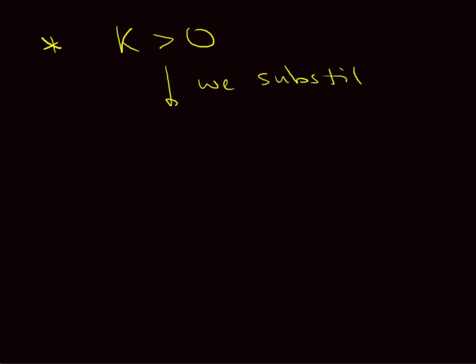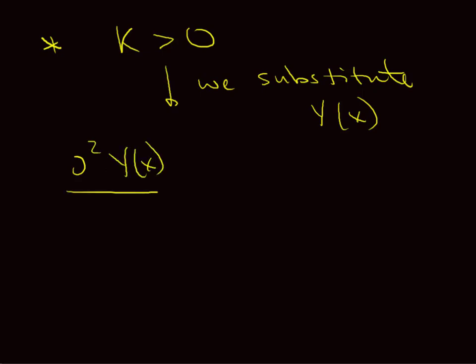And we're going to substitute this into our x of x function. And at this time, we're just going to say that our new function is going to be y of x to help differentiate between our first and second example. Again, we've got our partial derivative with respect to x minus k squared y of x equal to 0.